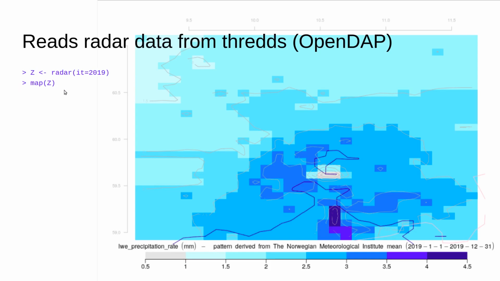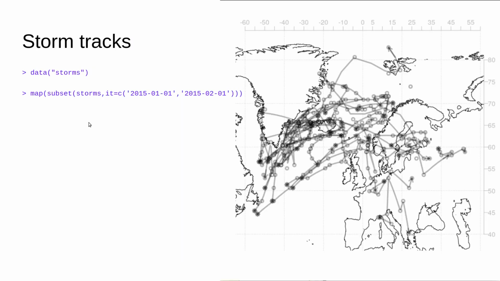So the map produces a map. By default it will make a mean map, but you can also add an argument called FUN in capital letters, and you can have any type of operation when you do the mapping.